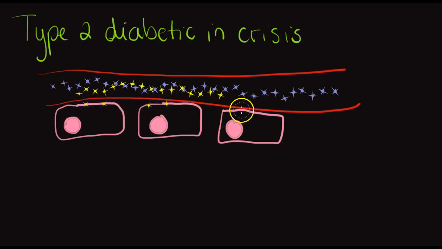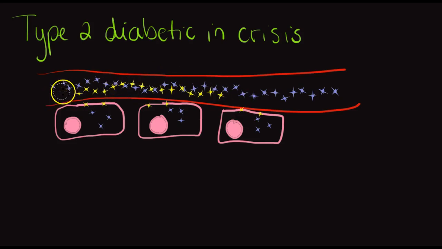Now, with a type 2 diabetic, they have insulin resistance, so some of the insulin can dock onto the cell and allow some of the glucose in, but not all of it can dock. And so we don't get enough glucose inside the cell, but there's enough to produce some ATP. So those cells are starving, and therefore they call for more glucose.